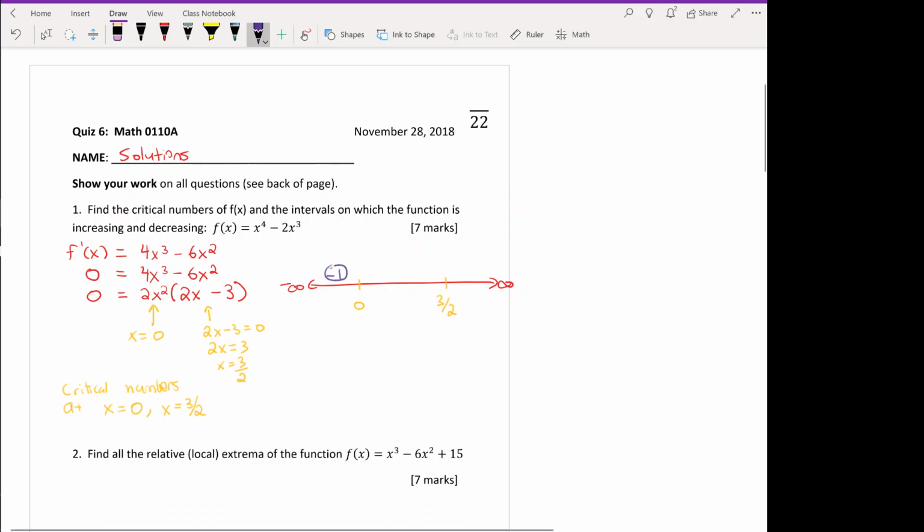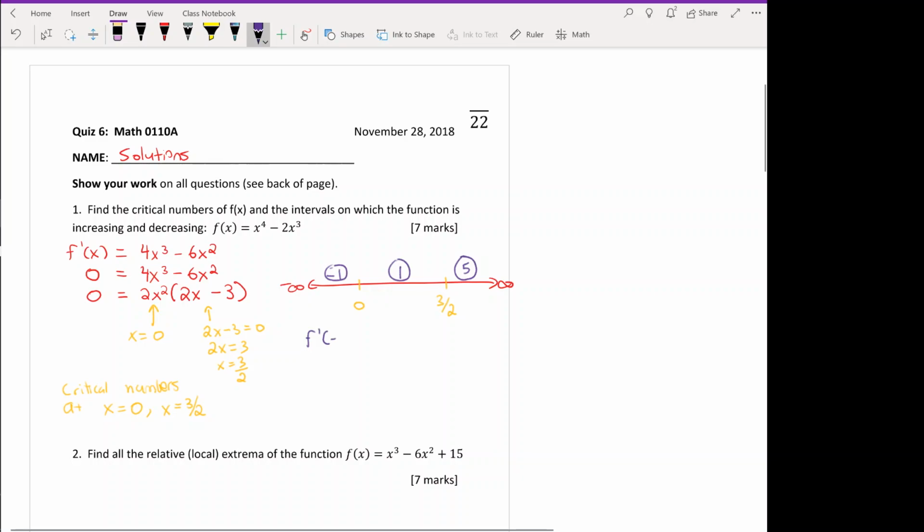Second region goes from 0 to 3 over 2. So I'm going to pick 1 because 1 is bigger than 0 and it's less than 3 over 2. And then to the right of 3 over 2, I'll pick 5 because that's definitely bigger than 3 over 2. Although you could pick 2 as well, and that's safe. Okay. Next part is what you do with these test values is you plug them into the first derivative.